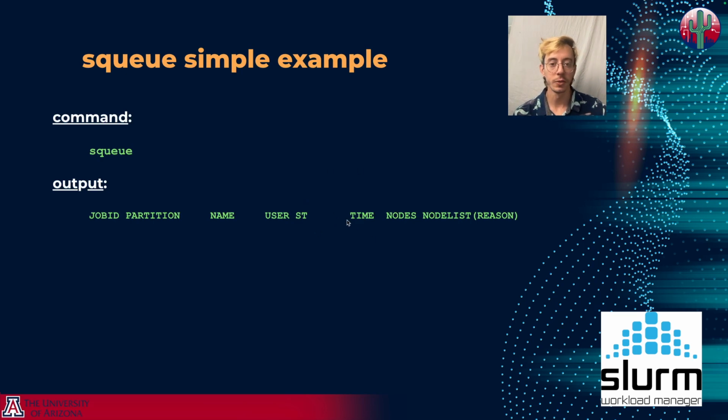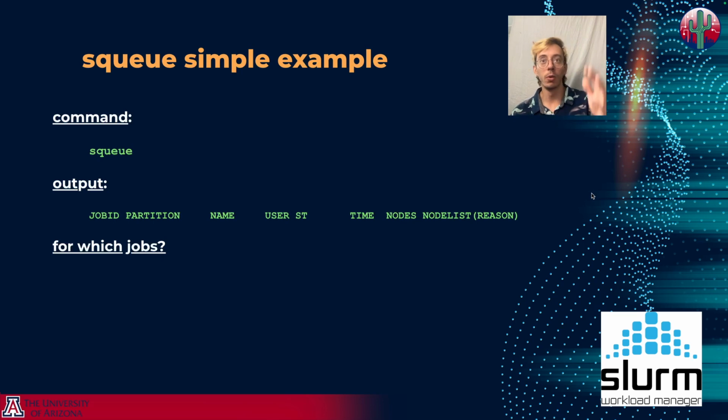The time, so that would be the time that the job was submitted, the nodes that the job was on, and lastly, the node list or the reason. So the reason code would be something like no group minutes left, and that would be something like if you ran out of your group's CPU time allocation for that month, then you would have to just wait until next month when it starts over.